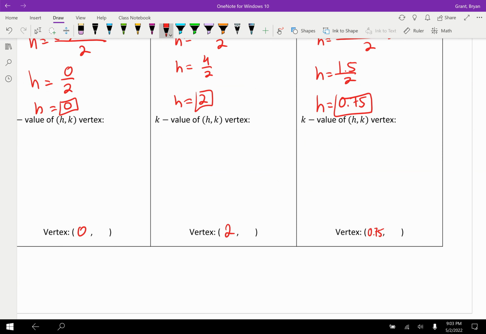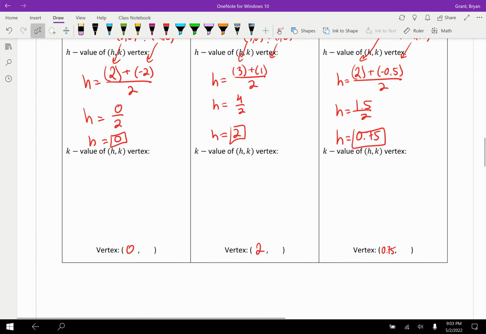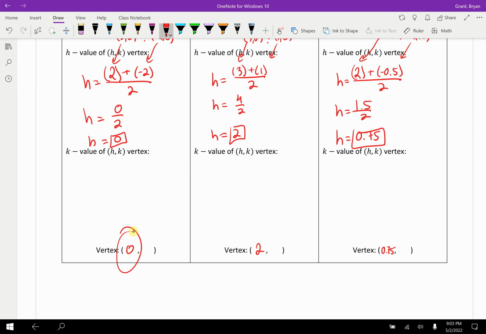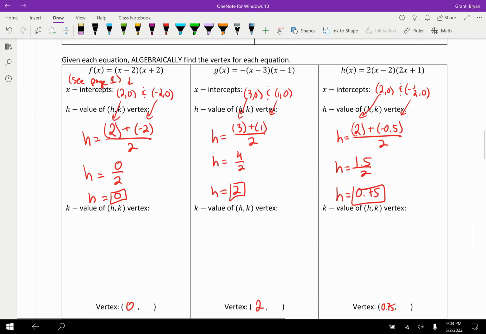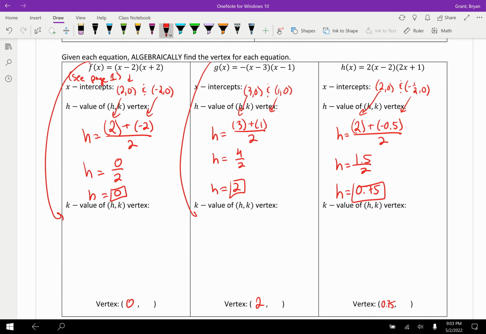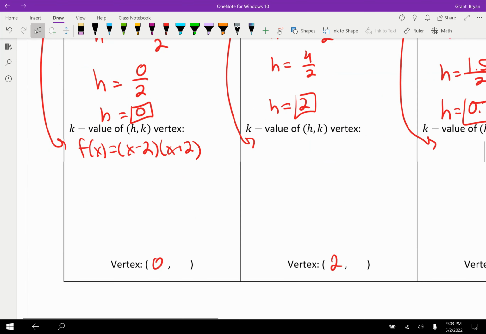Well, but that's only half the battle: 0, 2, and 0.75. How do we find the k? Well, whenever you have an x, to turn it into a y, you go back to your equation. I'm going to draw a couple arrows here so you don't forget what we did here. And we're going to take that equation, which was f of x equals x minus 2 times x plus 2. And we are going to take this 0 and substitute it in for the x's.